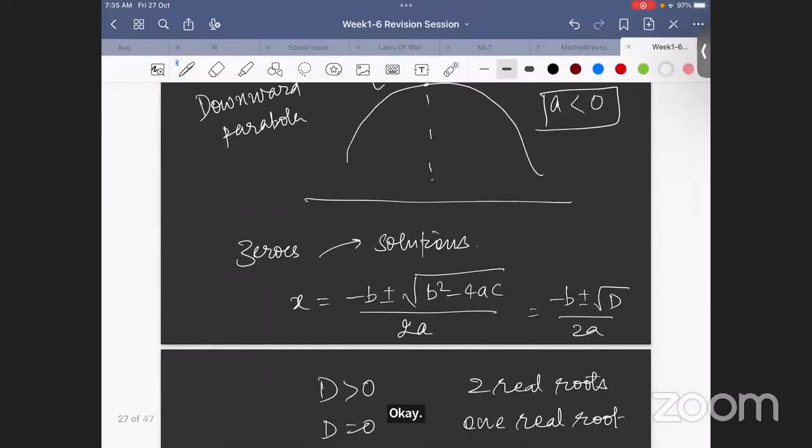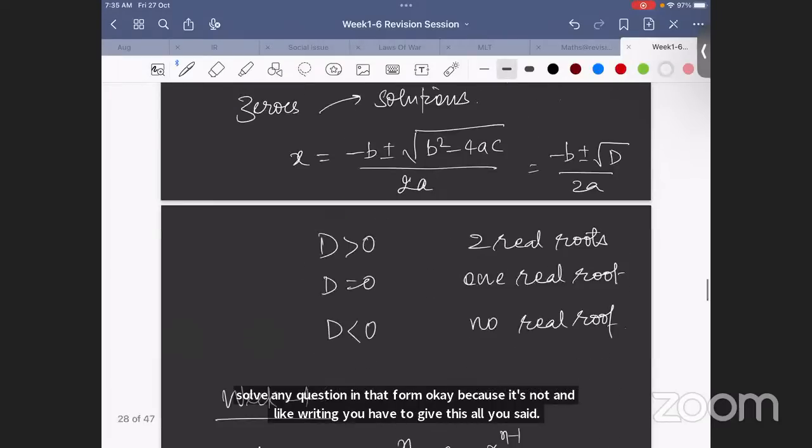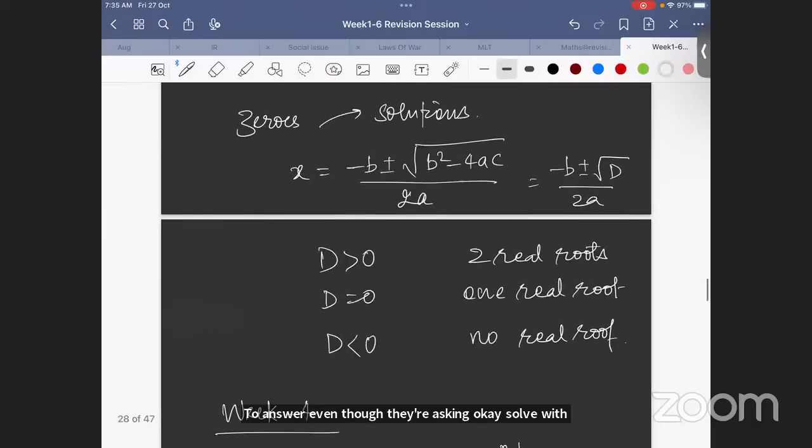You do not need to know more than this method. If you are aware of any one method, that is good, okay? Because nobody is going to ask you to solve an equation in that form, since it's not handwritten. You just have to mark the answer. Even if they ask to solve with a particular method, you can solve with any method you are aware of and then mark the answer. But nobody is going to ask that, I can guarantee you, those types of questions, okay?